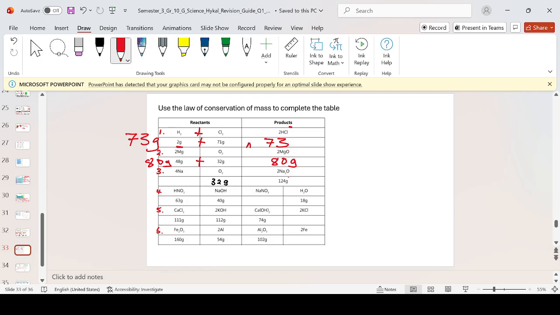Let's jump straight to the end. So do question 4 for me. Sorry, do question 5 for me. Can we do question 6?